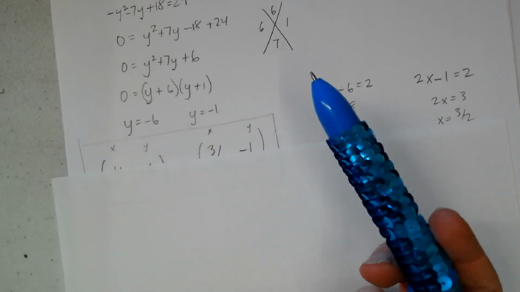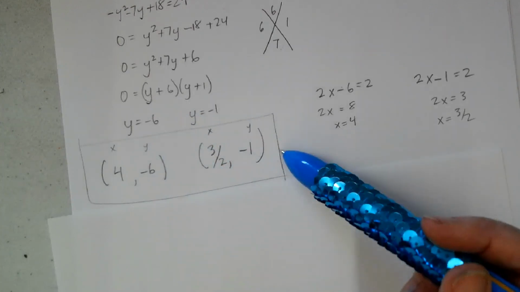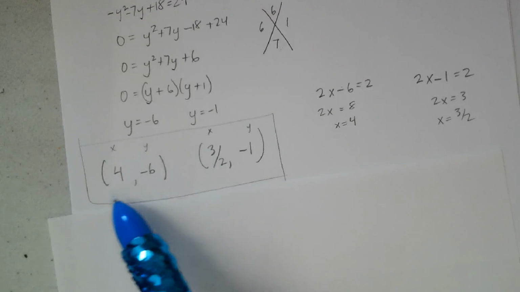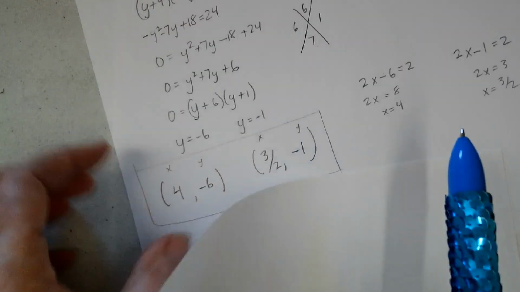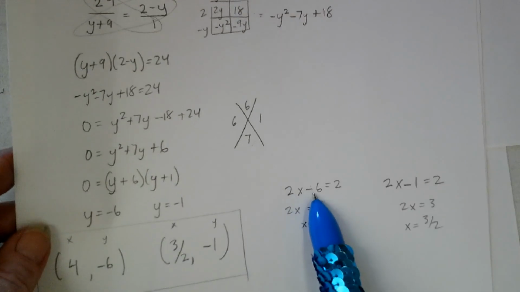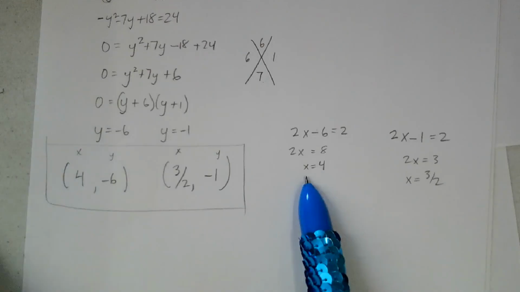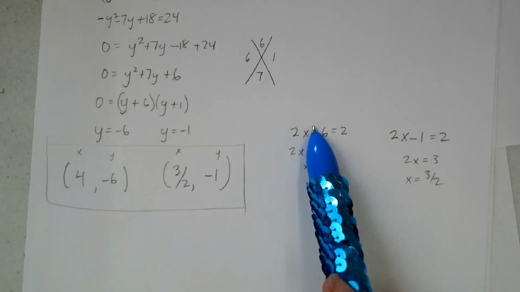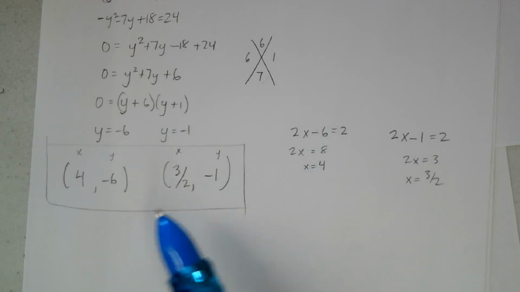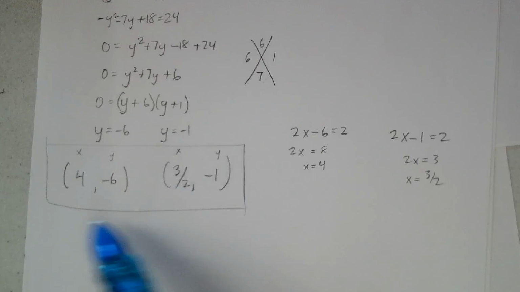coordinates, but I know in a system of equations they're ordered pairs. So I stuck my y's in, and then I plugged in each y to find the x that goes with it. And when I plugged them in, I plugged them into the easiest equation I could, which was 2x plus y equals 2. So that's what I'm showing, 2x plus y equals 2. So when I plugged in the negative 6, that worked out to a 4, and then when I plugged in the negative 1, that worked out to 3/2, and that's the answer.